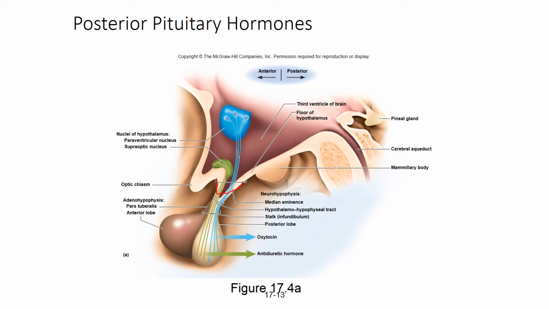Okay, so if we take a look at these structures, this is the median eminence where it kind of comes down to a V right here. The infundibulum is this stalk that it hangs from. And then the pars nervosa, or posterior lobe, is this right here.